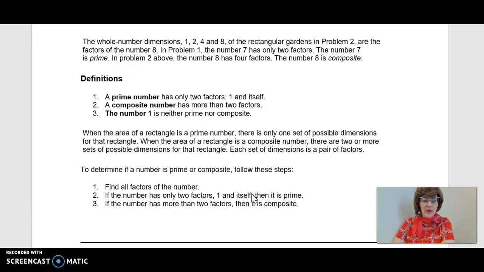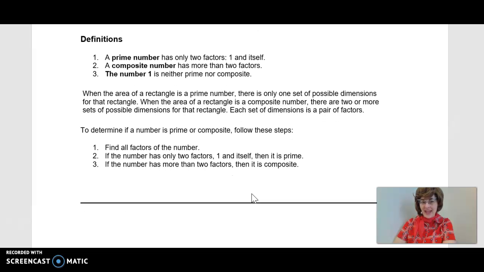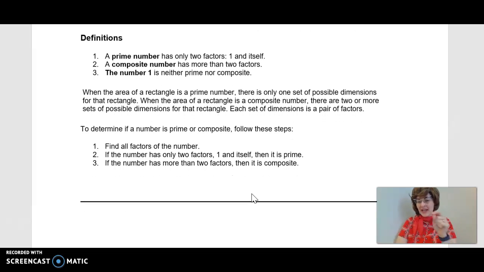So those are some important definitions there. A prime number has only 2 factors, one and itself. A composite number has more than just those 2 factors. And then the number 1 is kind of its own unique thing. It's only made up of 1 times 1. So it's just such a unique number that it's neither prime nor composite. It's just kind of its own separate thing.